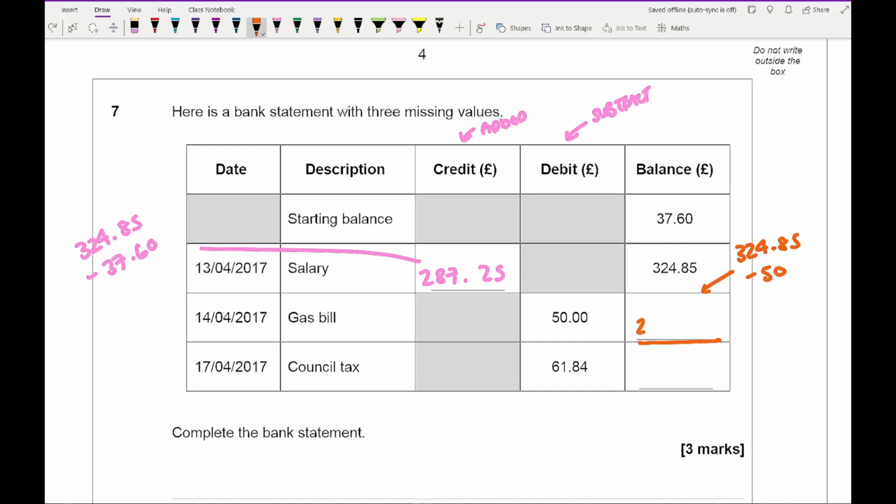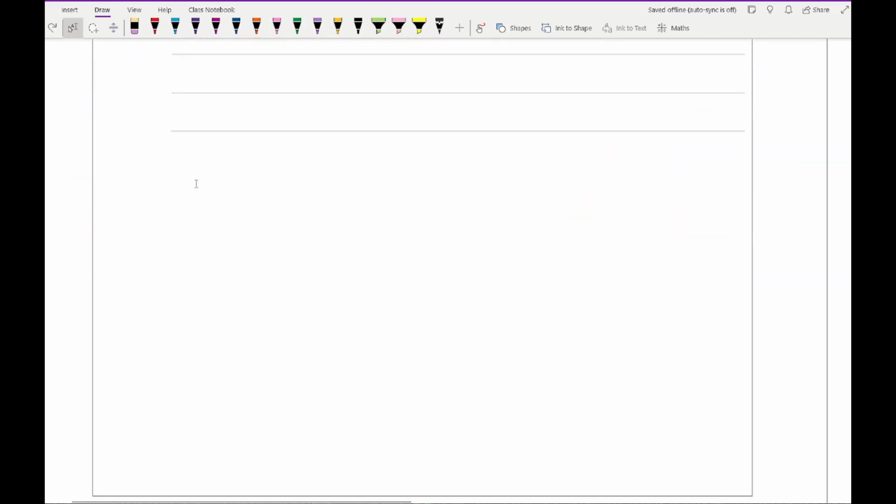Then for this value here, we're spending £50, so that's going to be 324.85 minus 50, which gives me an answer of 274.85. And then for the final value, I need to do 274.85 minus 61.84, which gives me an ending balance of 213.01. Again, don't worry about the pound signs because the pound sign is in the column headings.